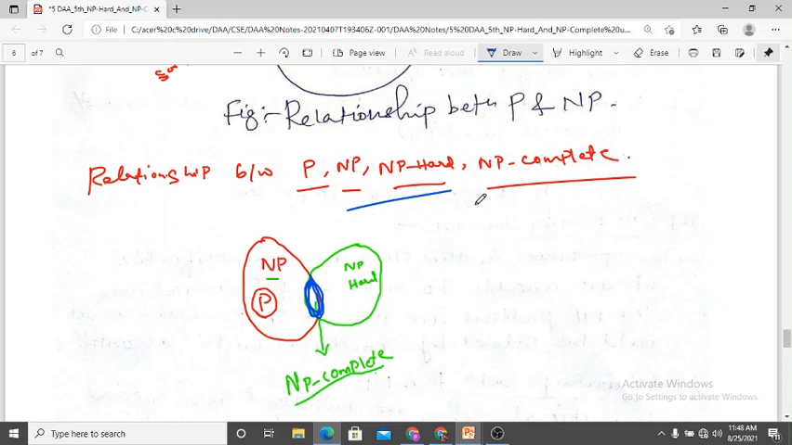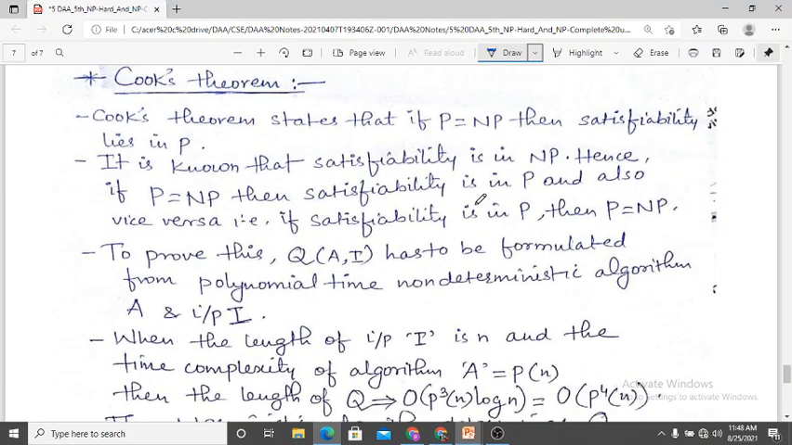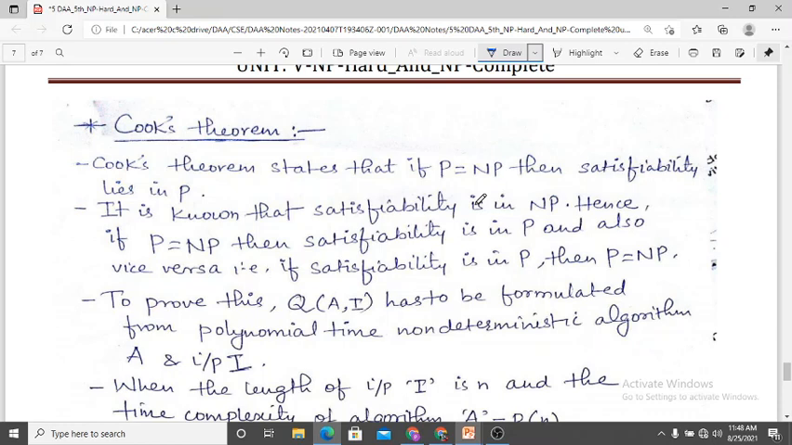Okay, so this is all about P, NP, NP hard, NP complete, and now we are going to see Cook's theorem. What is Cook's theorem? As we just now said, P is a subset of NP and P does not equal NP, but P equal to NP will be possible if we use Cook's theorem. Cook's theorem states that if P is equal to NP, then satisfiability lies in P.